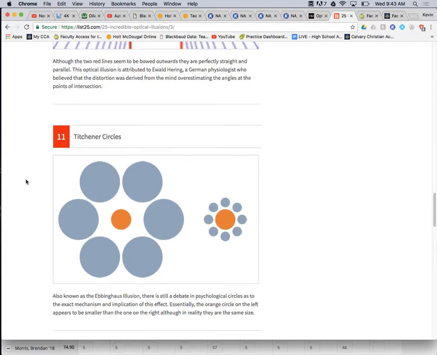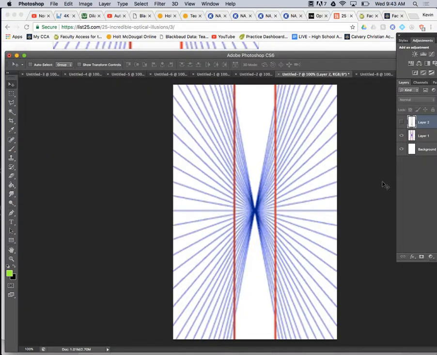All right, this next one, Titchener Circles. Which orange circle is bigger? The one on the right. But you guys know, right? It's an illusion. They're the same, but the one on the right definitely looks bigger to our eyes.